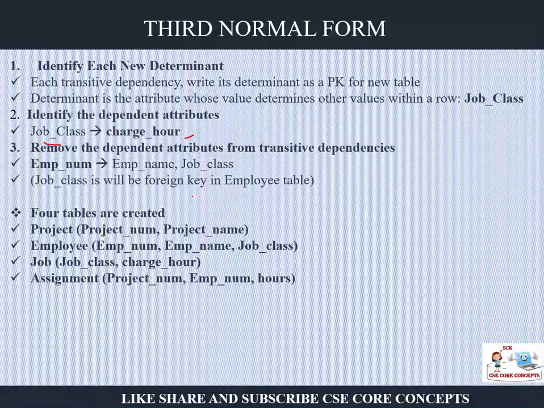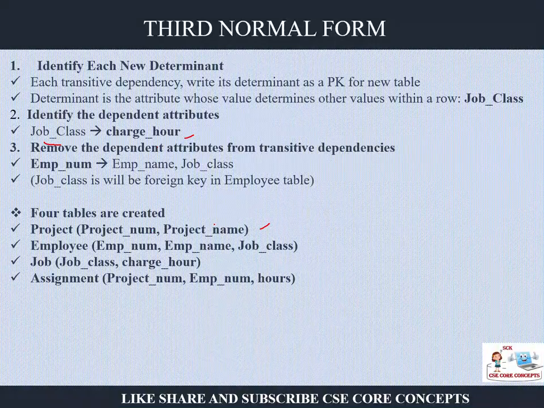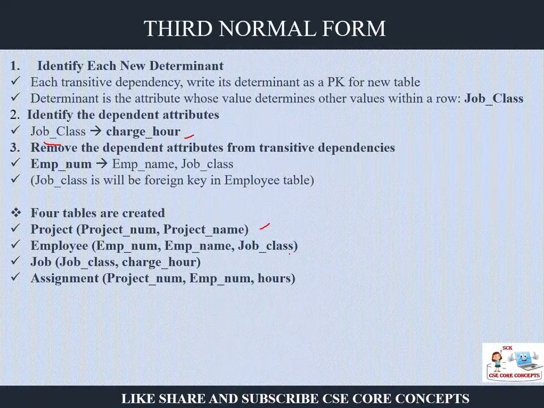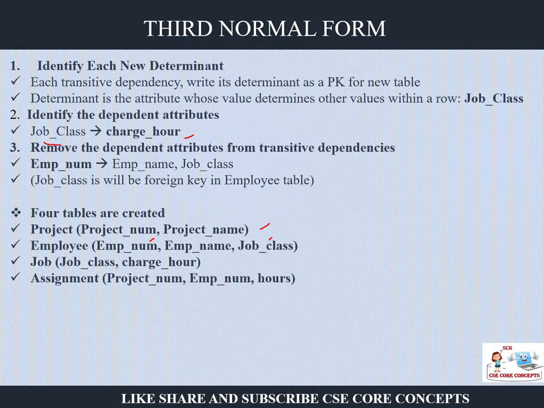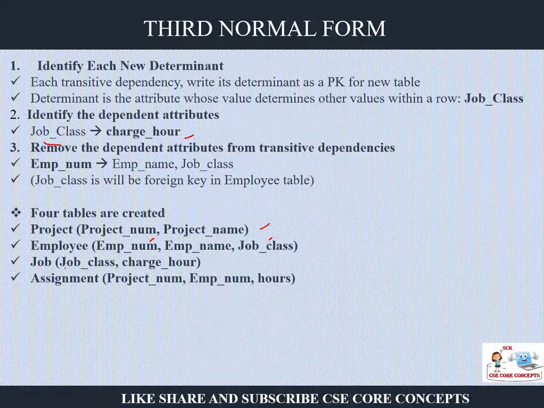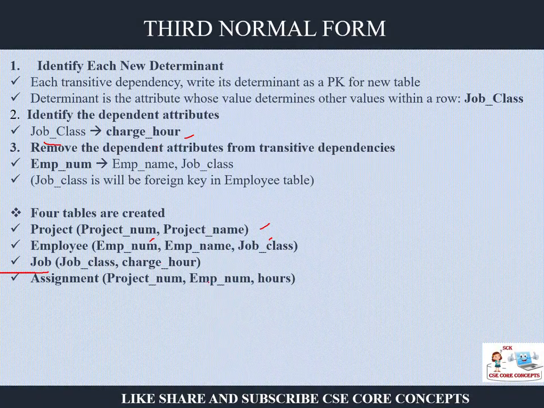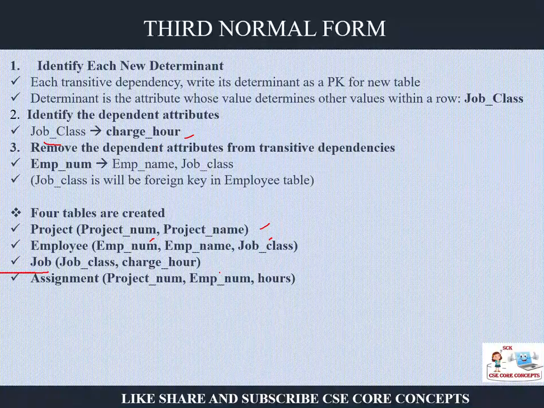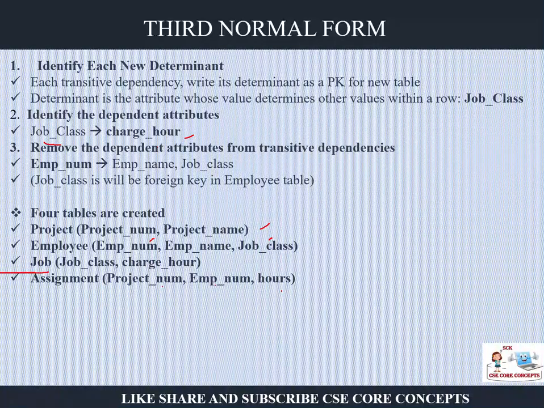So right now we are going to have four tables. One is the project table containing project number and project name. The employee table, which will contain employee number, employee name, and job class, out of which employee number is the primary key and job class is now a foreign key. And it is a primary key in which table? That is the job table, where job class is a primary key and charge per hour is dependent on the type of job. So assignment is the fourth table, where you have project number, employee number, and the number of hours that employee has worked for that project.